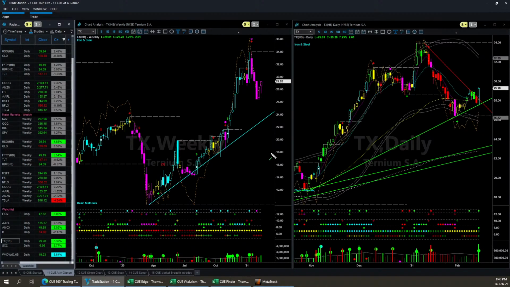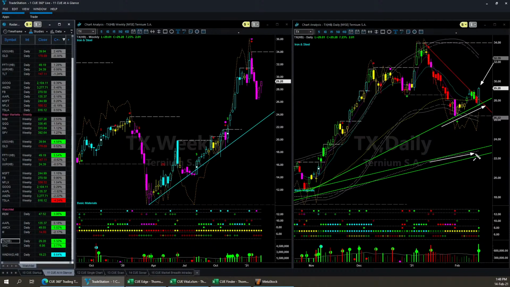TX. One look at the chart and you know what setups are possible. If we look at the daily chart, it has a higher low, now higher high, bullish flow.